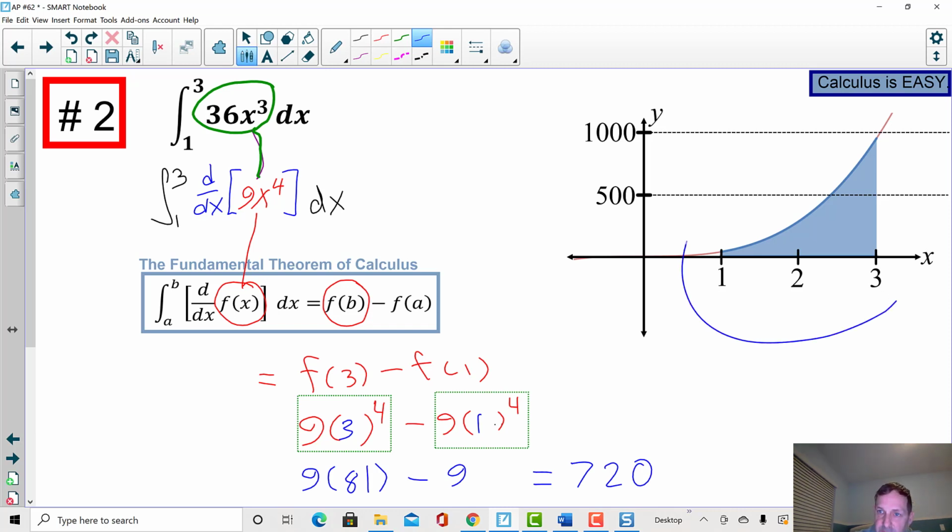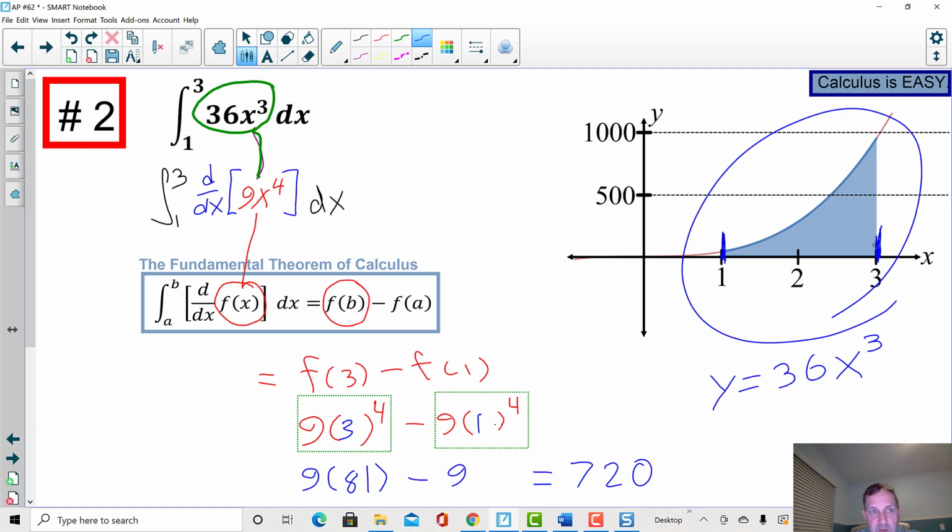Now, if you look at this picture here, basically what we've done is we found the area under the curve of y equals 36x to the third from x equals 1 all the way to x equals 3. So it's the blue shaded region right there. The exact area of that blue shaded region would be 720 square units. And in this example, we didn't say exactly what the units were. Now let's plug that in our calculator, see if we get the same answer.